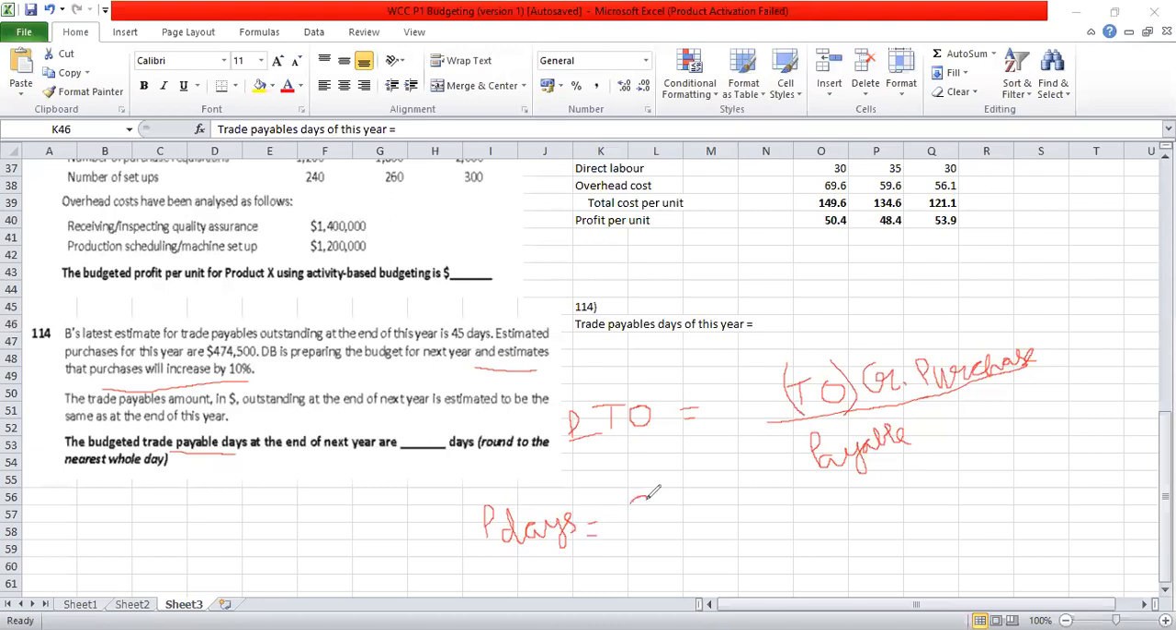In a year of 365 days, sometimes it's also taken that a year has only 360 days. That also is an assumption, but it would be mentioned in the question what the number of days is. If the question is silent, we can go ahead with 365. Now, payable days, 365 divided by payables turnover ratio, is equal to the value given to us as 45 days.